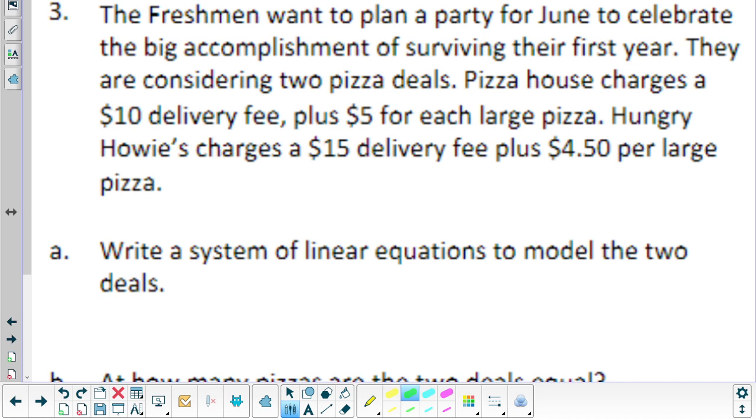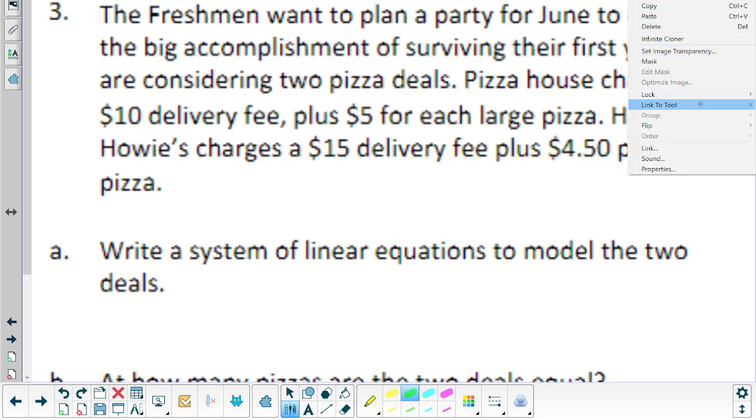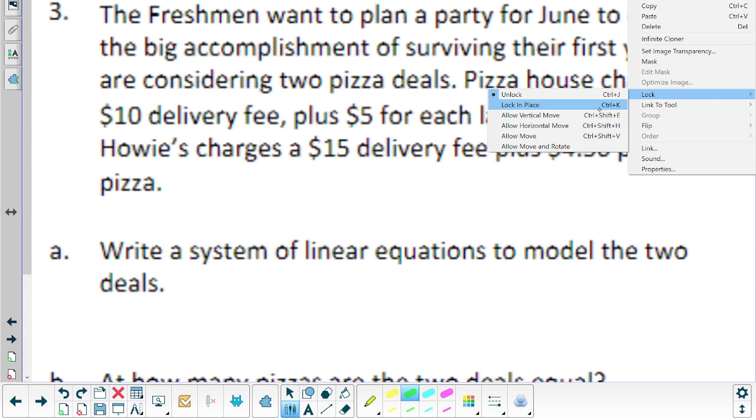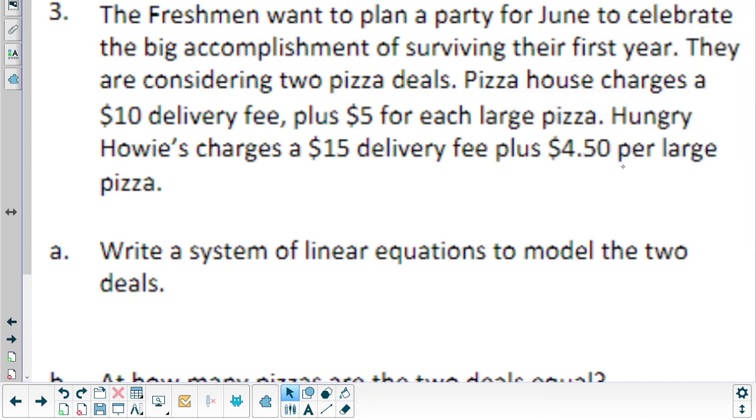Okay? So when I'm reading this, I want to figure out the important things. My first goal is I'm just going to highlight every number I see, okay? So the first thing, the freshmen want to plan a pizza party, but they want to decide what is the best value for their money, right? They don't want to waste too much money. And so they're considering 2 pizza deals, okay?